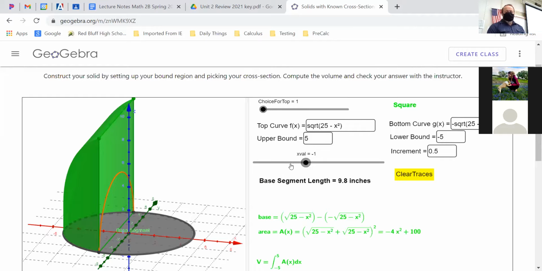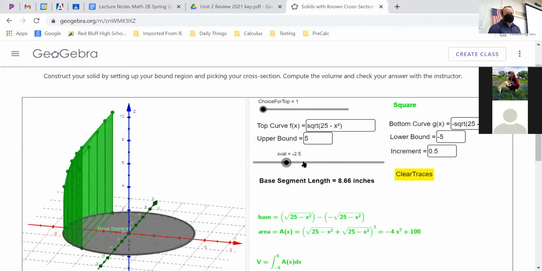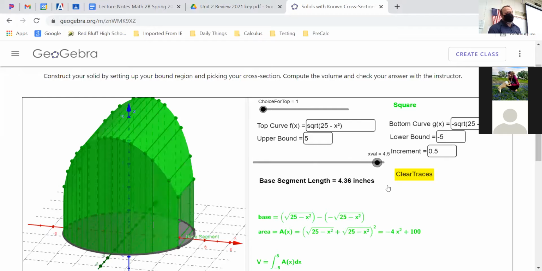I'm going to move this all the way to the left so you can see it, hit clear traces. And now if I slide this thing along, what it's going to do is it's going to give us a visual of the shape that we just talked about.